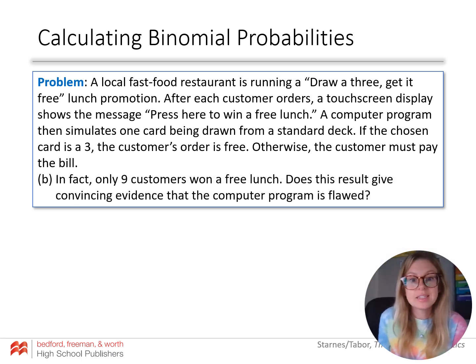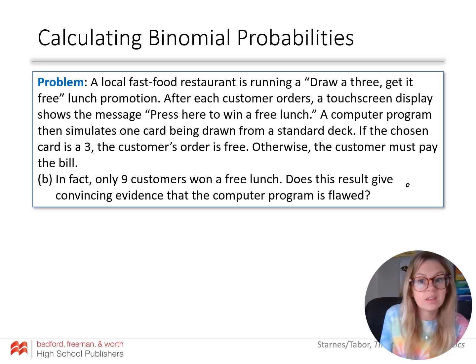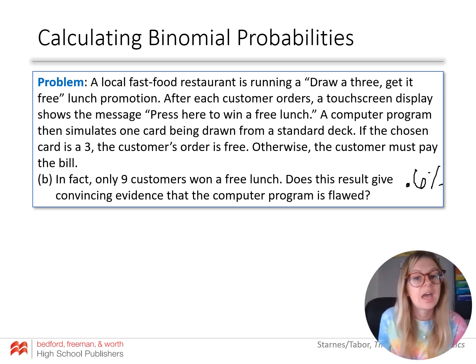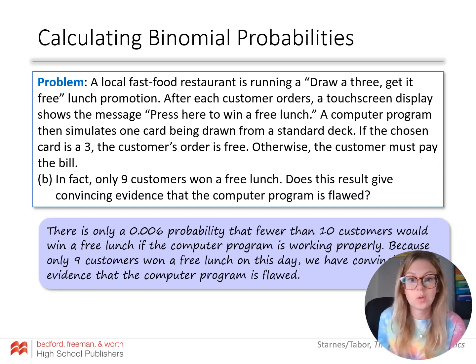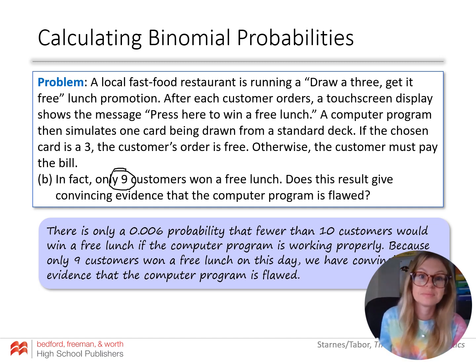So on that day, only 9 customers won a free lunch. Do we think that the computer program is flawed? Well, we just calculated that getting 9 people or less, right, less than 10 people, would be a 0.6% chance. So do we have convincing evidence that the computer is messed up? Absolutely. There was only a 0.006 probability that fewer than 10 customers would win a free lunch if the computer program was working. So since it's a really small probability, the computer program must not be working, because that's kind of wild that we would actually get something that has a very low chance of happening.